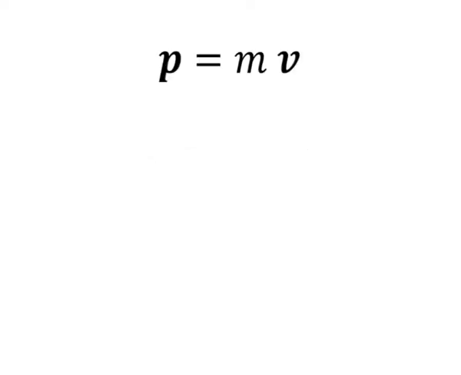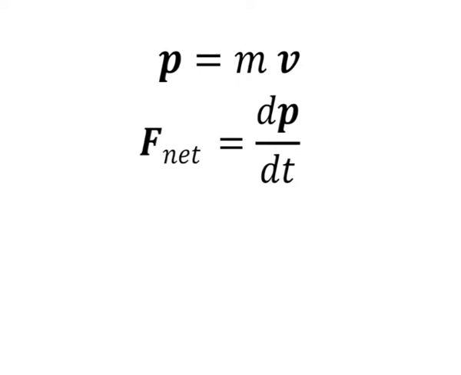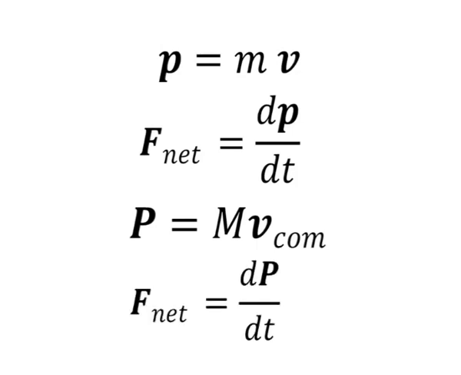For a single particle, we define a quantity p called its linear momentum as p = m v, and can write Newton's second law in terms of this momentum as F net = dp/dt. For a system of particles, these relations become P = M v com and F net = dP/dt. So, that is it for today.